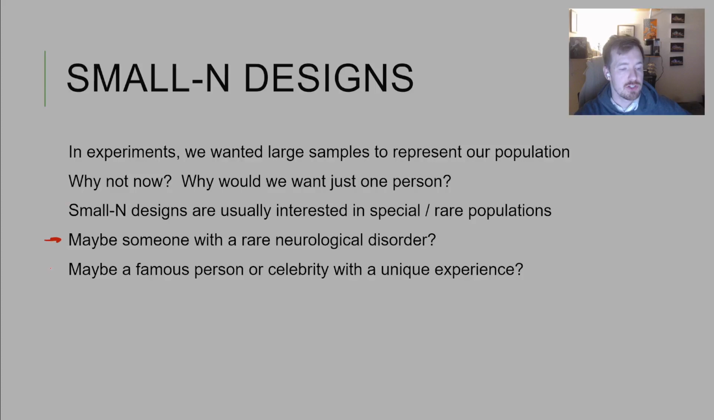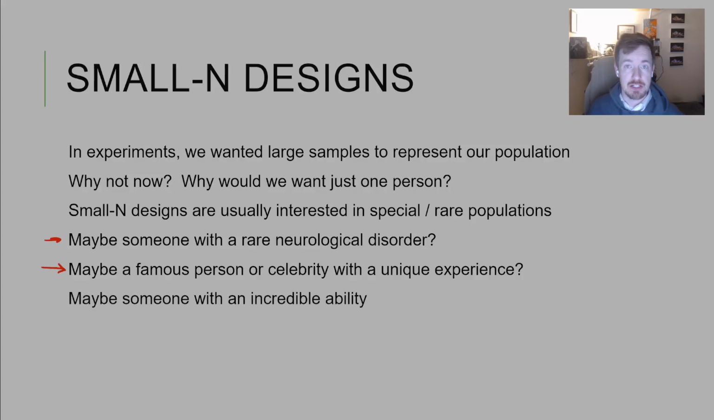Maybe we are looking at an individual who has some kind of extraordinary circumstance or extraordinary experience. Here I say maybe a celebrity, but another example would be if we're studying an athlete, right? Like a special athlete. If we wanted to know LeBron James' psychology, maybe we follow him around and check out what he eats for breakfast and things like that. That would be an example of using a small n design to understand peak athleticism or whatever. And this melts in with this other criterion, which is maybe it's somebody that has an incredible ability.